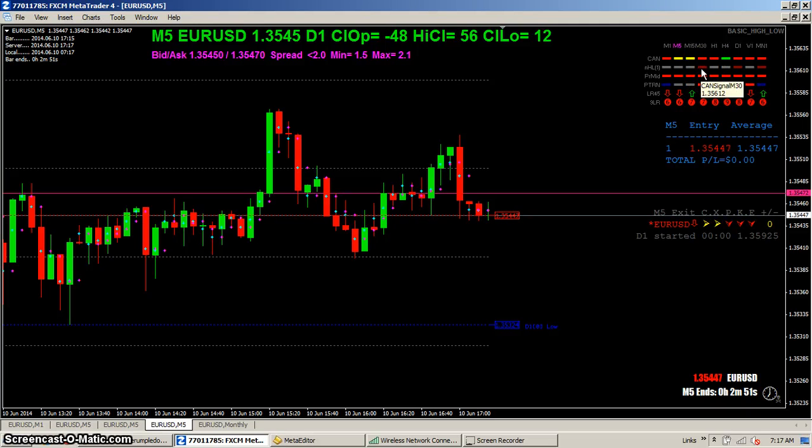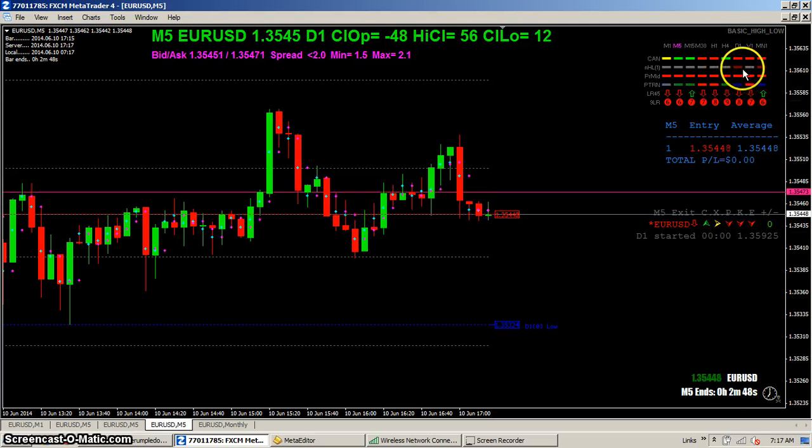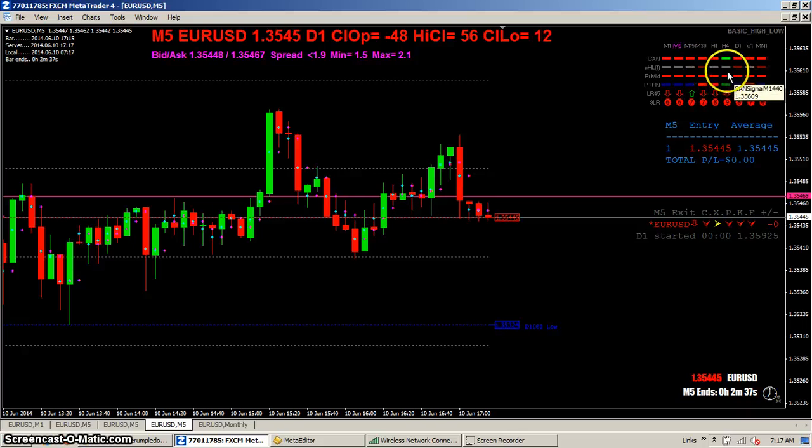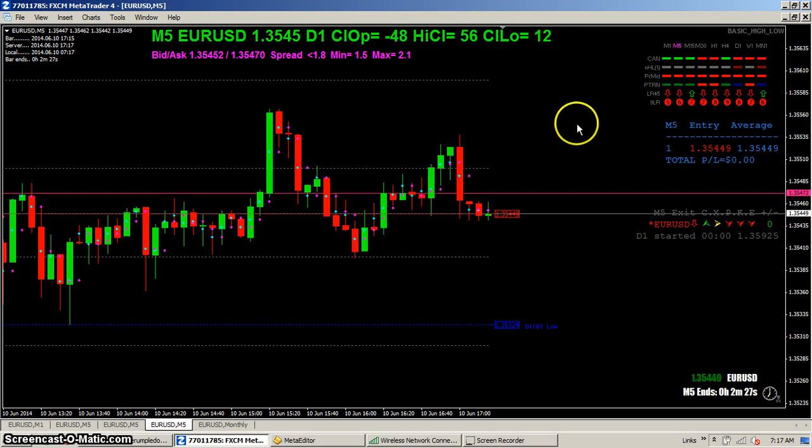You can see here it was below the previous low but not quite making a new low. As soon as it makes a new low, it'll glow bright red. If it makes a new high, it'd be bright green. See, right here we're below the previous mid across all time frames.